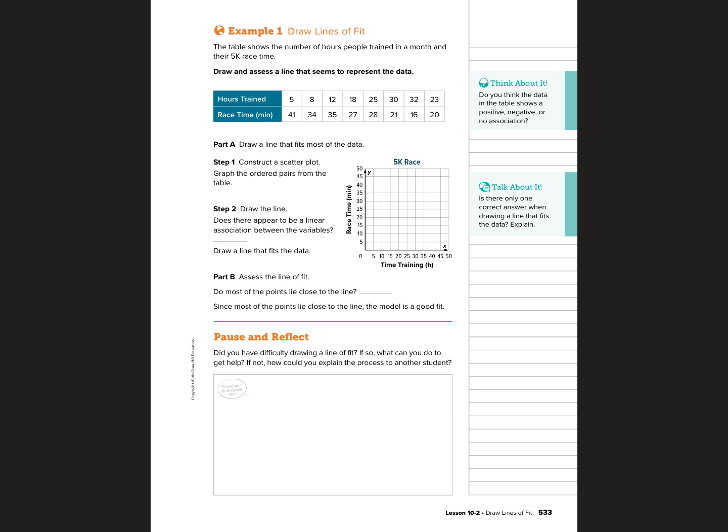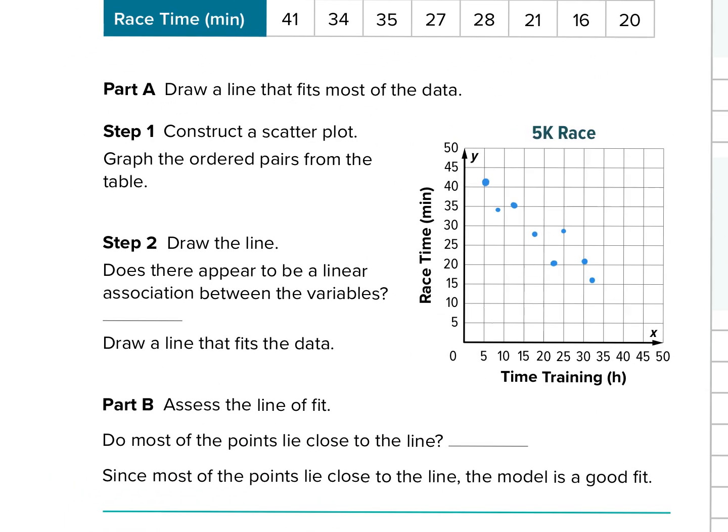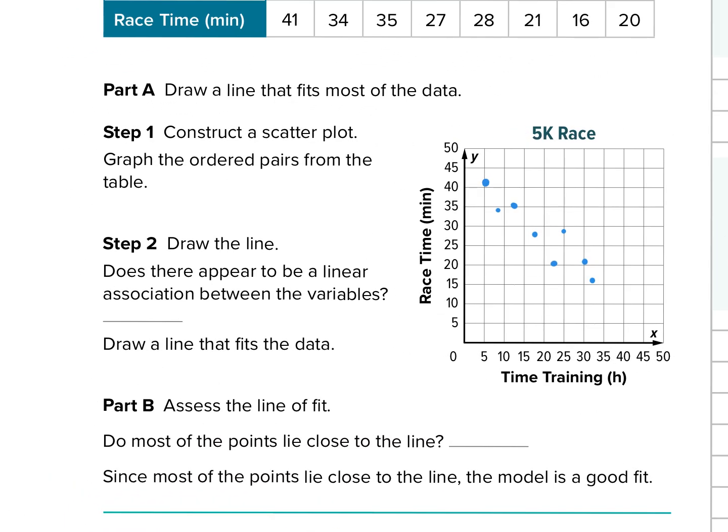So pause the video, take a minute to plot the points. Okay, now that you've plotted the points, look to see that they look very similar to where mine are. And we're going to first look at it and see, does there seem to be a linear association here? The answer to that would be yes. It does look to be a linear relationship. So we're going to go ahead and draw in a line that fits the data.